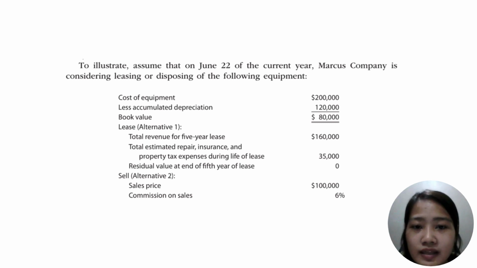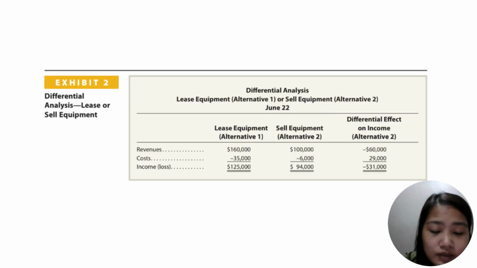To illustrate, assume that on June 22 of the current year, Marco's company is considering leasing or disposing of the following equipment. So we have alternative 1, that is leasing, and alternative 2 is to sell. If the equipment is sold, differential revenues will decrease by $60,000. So that is alternative one, $160,000 less $100,000 for alternative two. So the total will be a loss of $60,000.